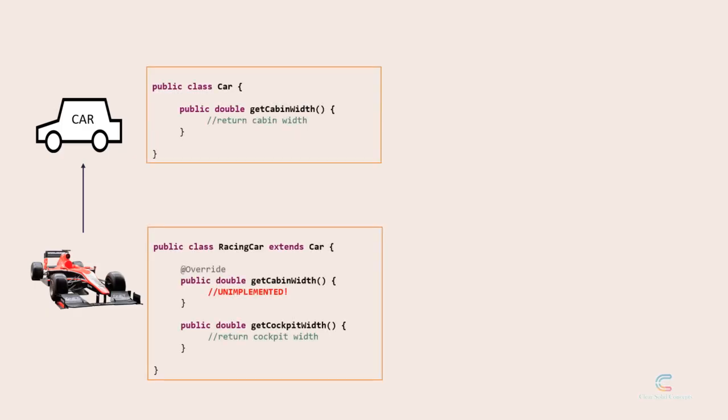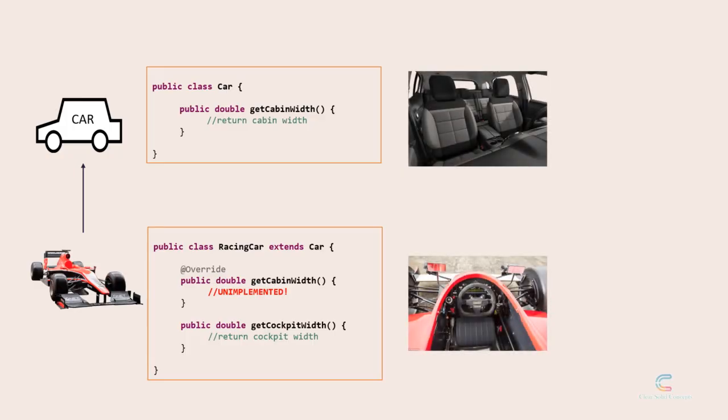The car class has one method, getCabinWidth, that returns the cabin width of the car. The racing car class overrides the getCabinWidth function and leaves it unimplemented. Why? That's because racing cars have a set of specifications, some of which might not match that of a generic car. So, this is what the interior of a generic car and a racing car look like.